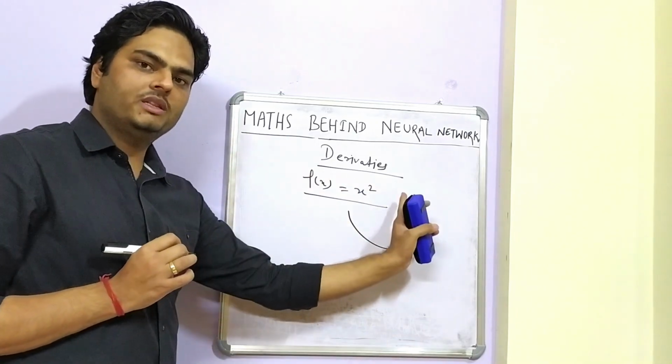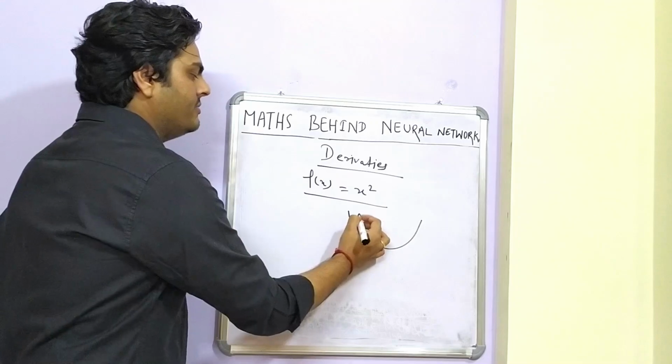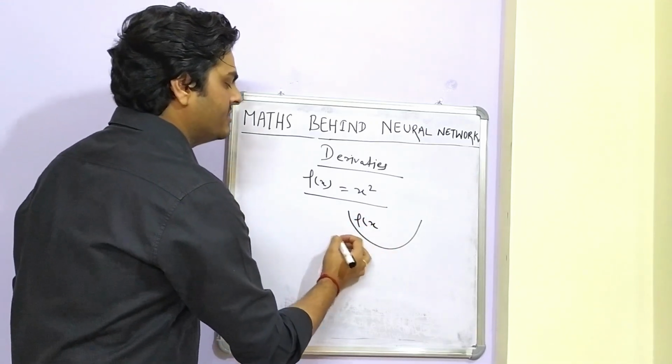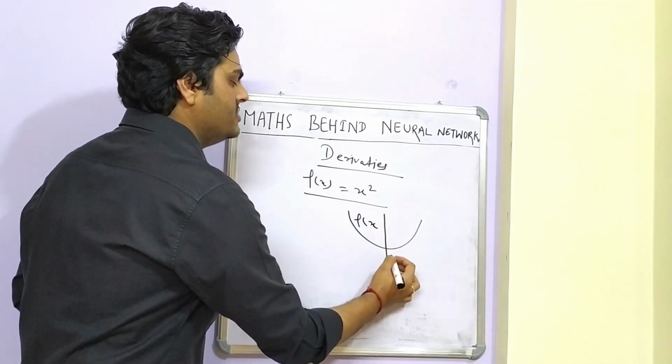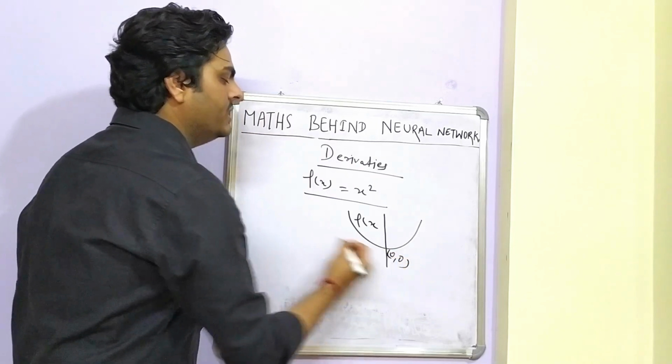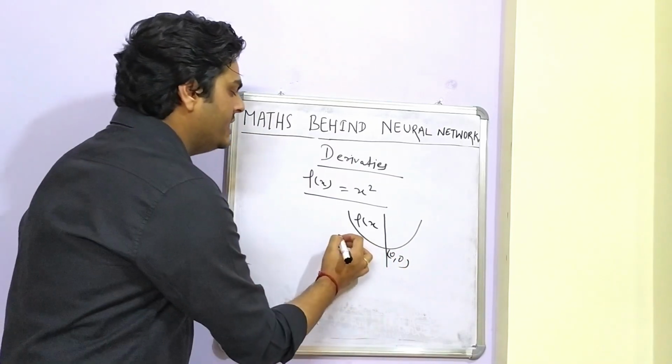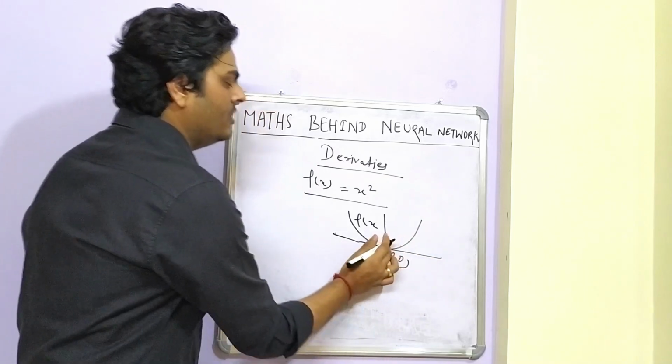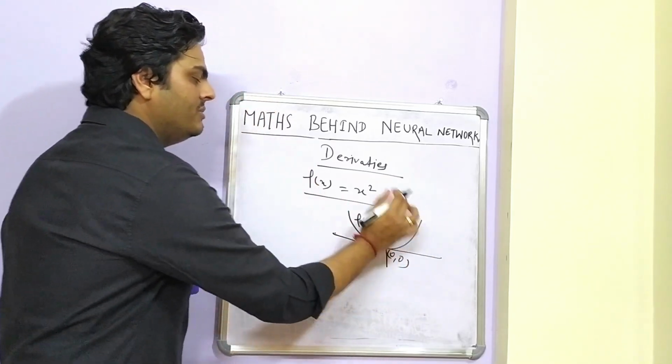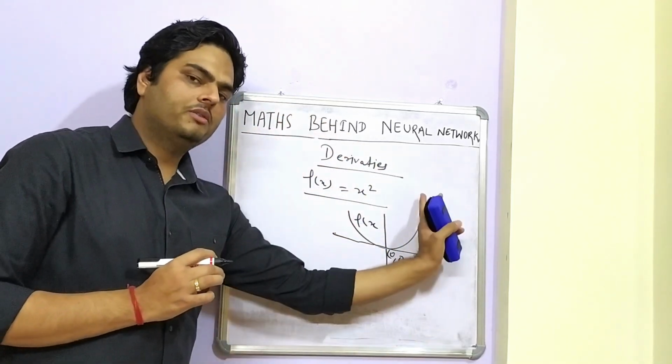X square looks like this. This is your f(x) and this is your x. This is your origin. For negative x's also f(x) will always be positive. For positive x it will be positive. So this is your curve.